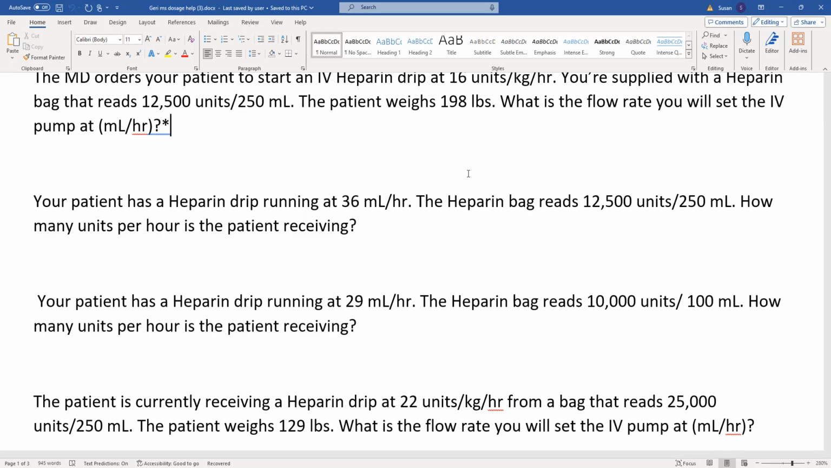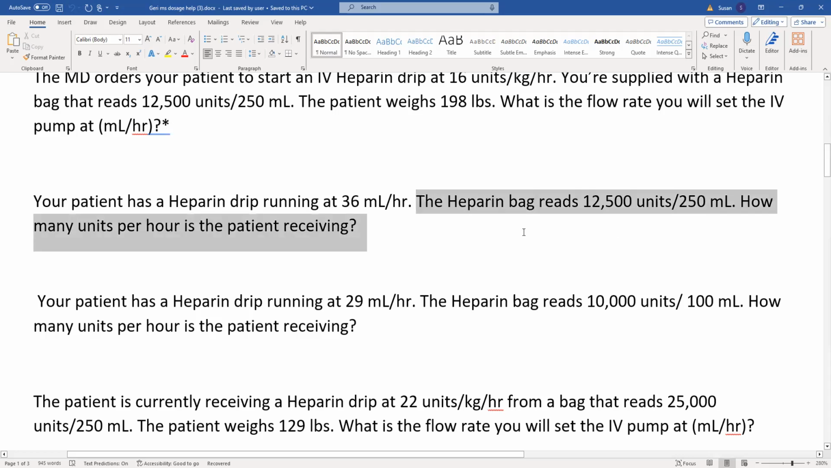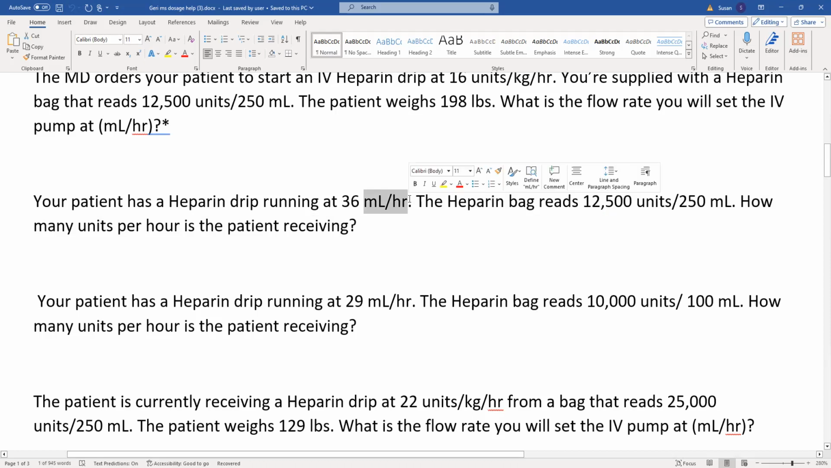So Miss Sue, it's never the mL per hour you divide, it's always the volume. For this one here, yes, because you have to calculate how many units per mL. Because you already know what the mLs per hour are, the pump gives you that here. Okay.